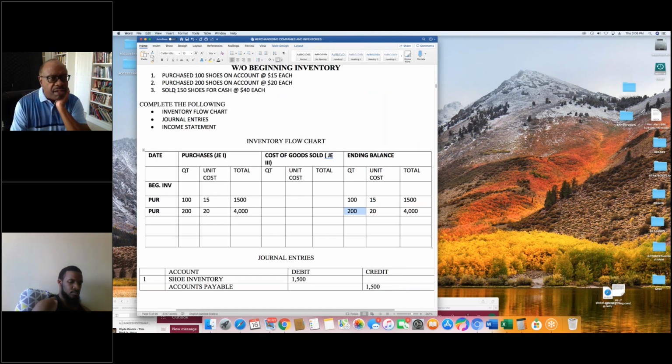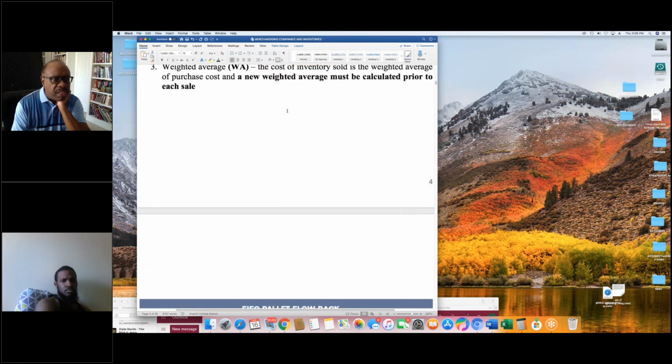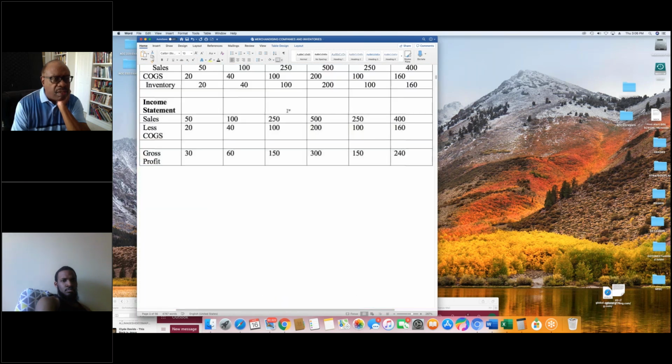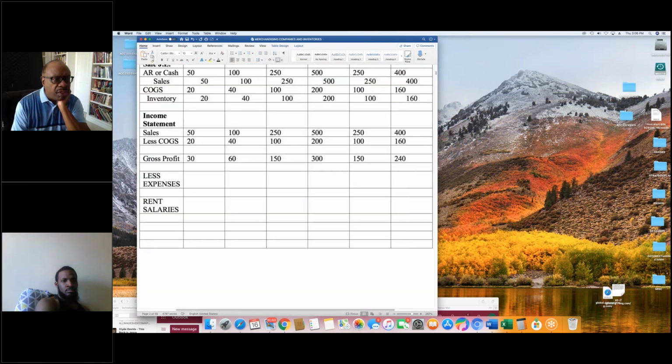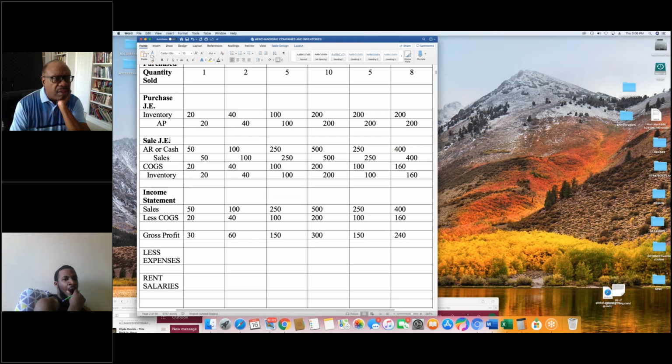Then we sell 150 pairs of shoes for $40 each. We sell 150 pairs of shoes for cash for $40 each. So we've got to reflect that in the chart as well as in those two journals. Remember we said when we make a sale, there are always two journal entries. So we got to make these two journal entries now.